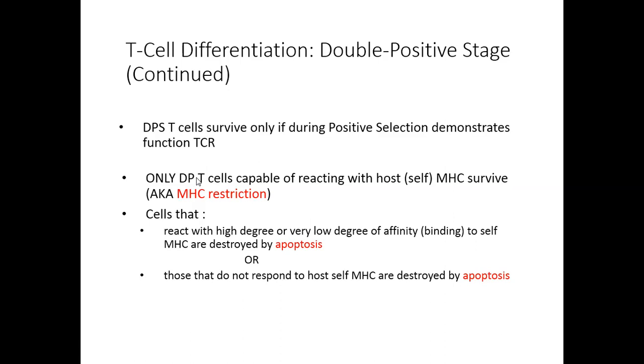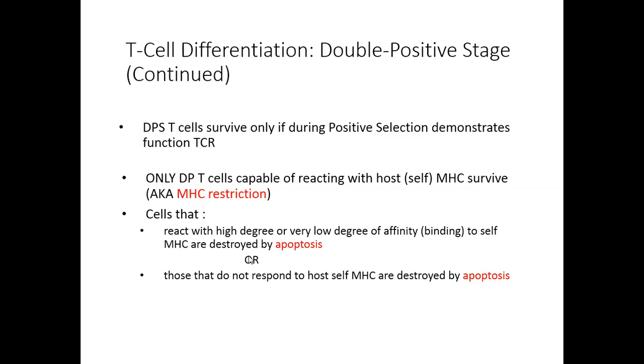Similarly, we also have to test not just that it's capable of reacting with the MHC complex, but that it can functionally react with it. So we've decided that those that don't respond to the MHC complex get destroyed. That's easy. If they can't respond to self MHC, boom, they're gone. We also have to check the degree to which they'll bind to the MHC. Not too much, not too little. It has to be just right. Goldilocks and the Three Bears.